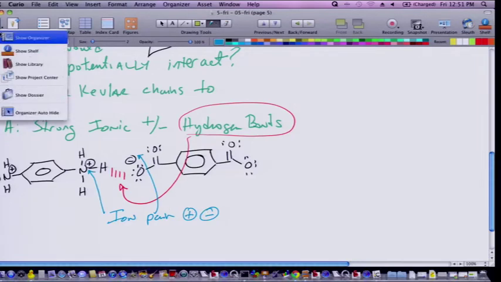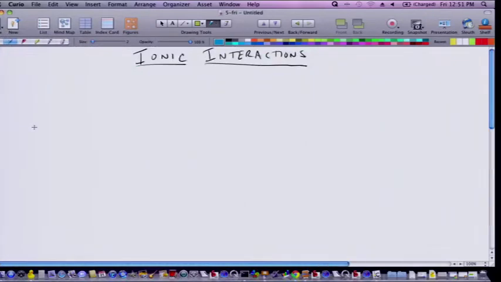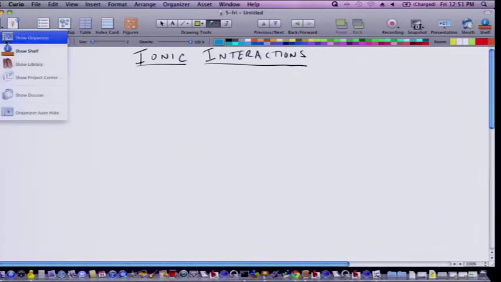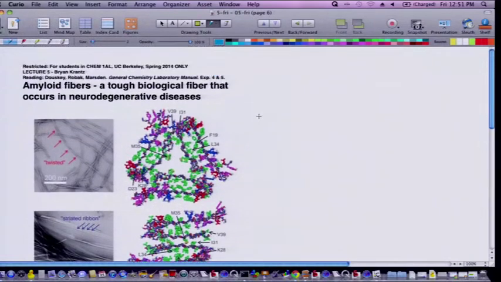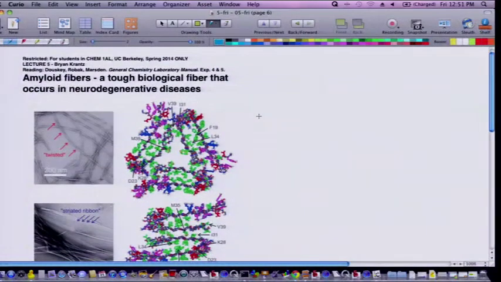Okay, any questions about Kevlar? Okay. Oh, and that was my reminder to do that, but we're not going to do that because we just did. And I wanted to, before we do a clicker question, I wanted to talk briefly about a biological polymer that's made of polyamides that actually occurs in the neurodegenerative diseases like Alzheimer's disease, and it occurs in other tissues in the body, but it's particularly devastating for those folks that get this disease.